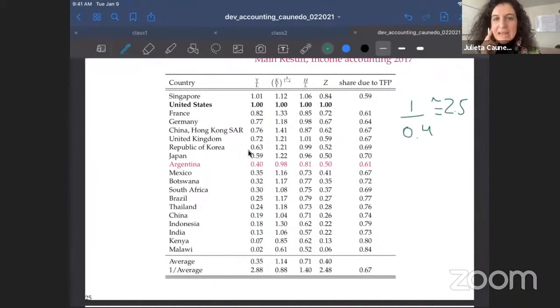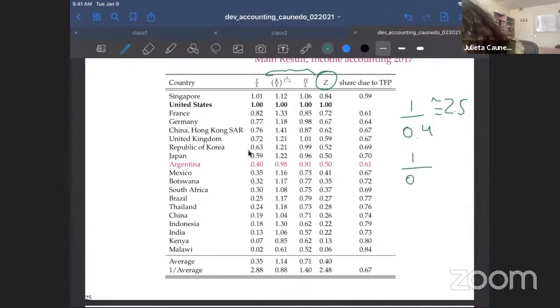2.5. And now let's think of how much of this comes from measured inputs, which are the first two terms, and how much comes from the residual. This is what is produced in this last column here. How do we measure that? Well, we know that what comes from TFP is 1 over 0.5. That gives you a ratio of 2. So what is the 0.6 coming from?